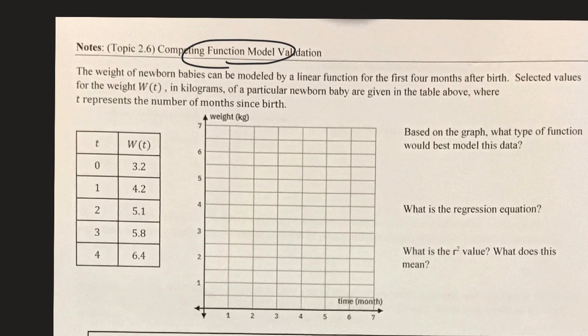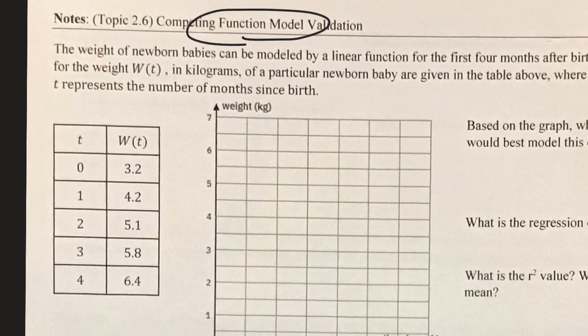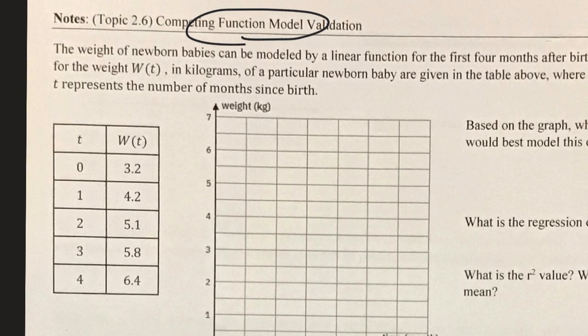So here we have some data about newborn babies. It says the weight of a newborn baby can be modeled by a linear function for the first 4 months after birth, right? Only for our first 4 months. So that would be our domain. We're only talking about the first 4 months. And the range would be the weight of the different babies.